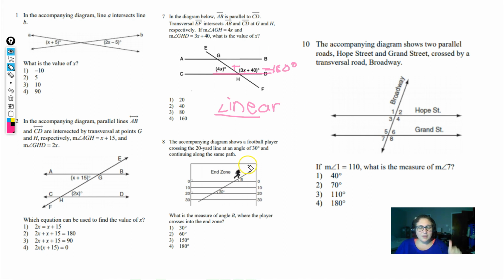All right, the accompanying diagram shows a football player crossing the 20-yard line. I put this in because, you know, everyone's playing football today. I'm watching NFL. And he's crossing at a 30-degree angle. Continuing on the same path, what is the measure of the angle B when he crosses the end zone?